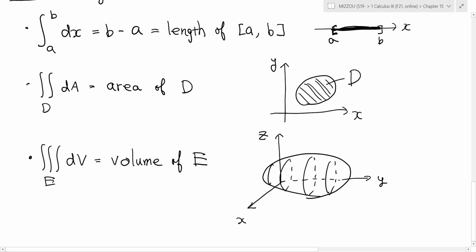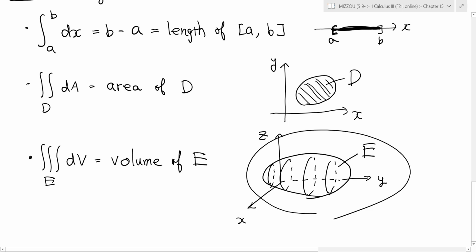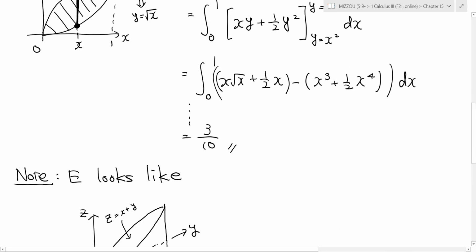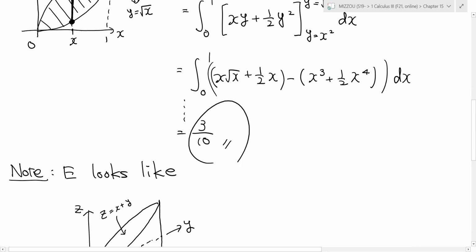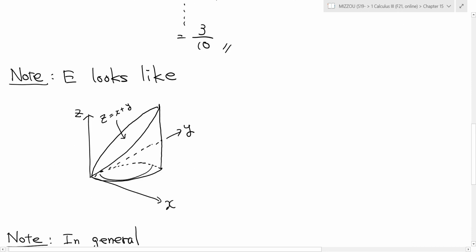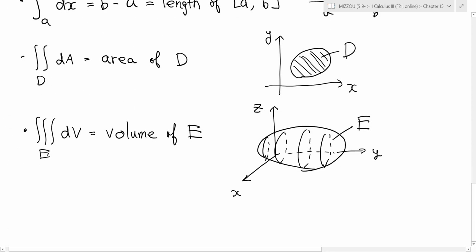This is our E. And then if you triple integrate the constant function 1 over a solid E, what you get is the volume of this solid. So therefore, for this problem, this number 3 over 10 is actually the volume of this solid. That's what we computed.